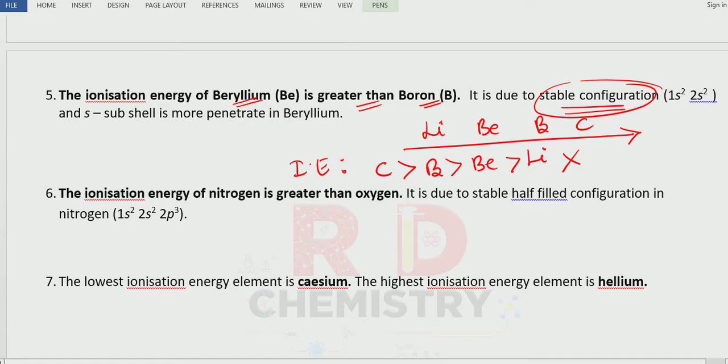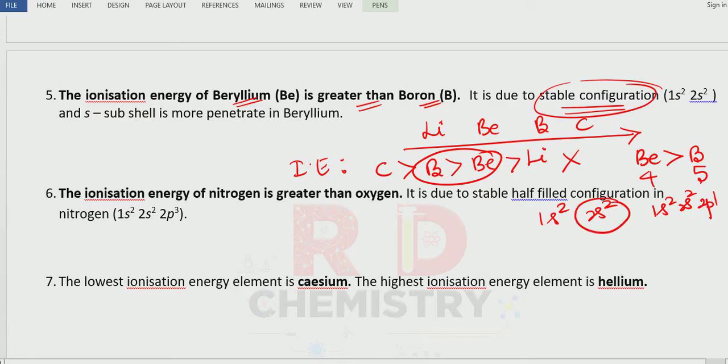Okay. Now we'll compare beryllium and boron. Actually, beryllium has a larger ionization enthalpy compared to that of boron. Beryllium's atomic number is 4, and that of boron is 5. So beryllium is 1s2 2s2, and boron is 1s2 2s2 2p1.